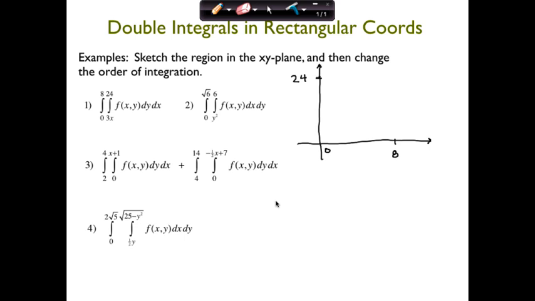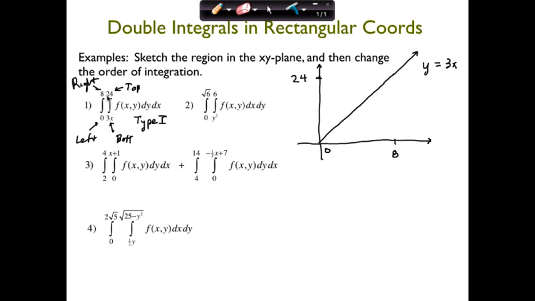Okay, let's do the first one together, and then I'll let you work again. So this is what, type 1 or type 2? Type 1. So what it's saying is that 3x is the bottom, and 24 is the top, and 0 is the left, and 8 is the right. So we're going to sketch 3x, right? And we're going to sketch y equals 24.